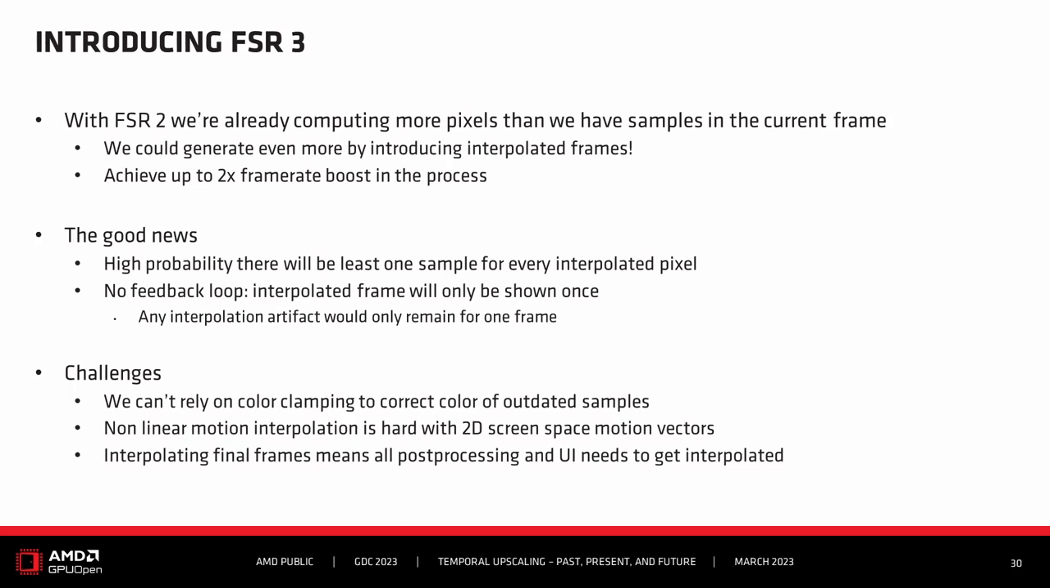The good news, on the other hand, is that there's a high probability we will have at least one sample for every interpolated pixel, either in the previous or in the next frame. And we won't have such a big problem of ghosting. We don't have a feedback loop, because every interpolated image will be only shown once and then be thrown away. So the problem of ghosting is a lot less prominent than it was with FSR2.